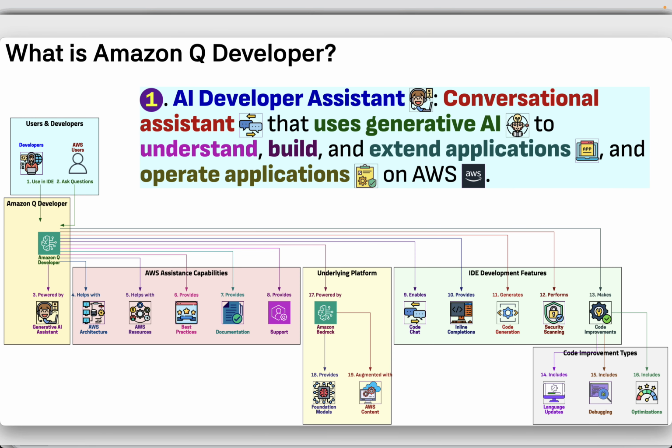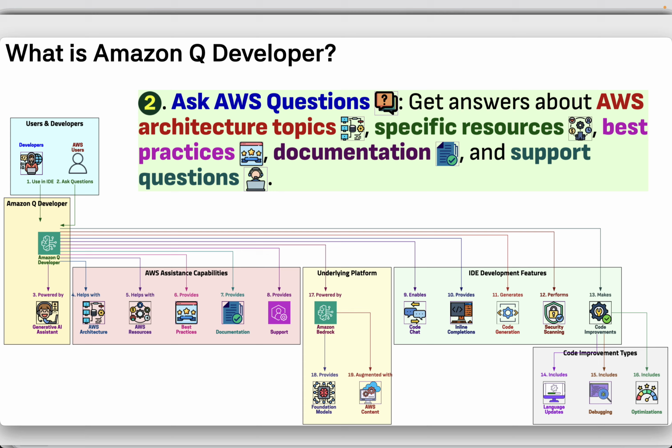So what is Amazon Q Developer? Amazon Q Developer is a conversational assistant that uses generative AI to help you understand, build, extend, and operate your applications on AWS. You can ask it questions about a wide range of topics, including AWS architecture, your specific resources, best practices, documentation, and even support questions.